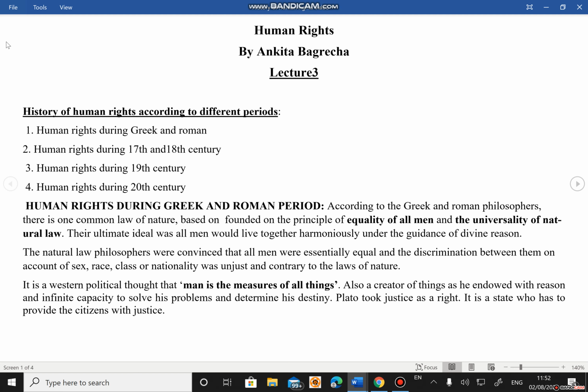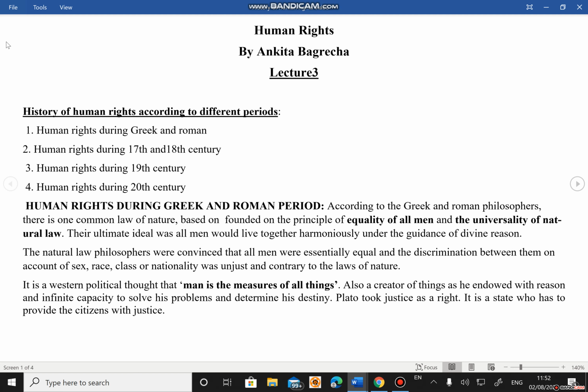The topic of today is History of Human Rights according to different periods. There are four topics covered under this: human rights during Greek and Roman, human rights during 17th and 18th century, human rights during 19th century, and human rights during 20th century. Taking the first, human rights during Greek and Roman.